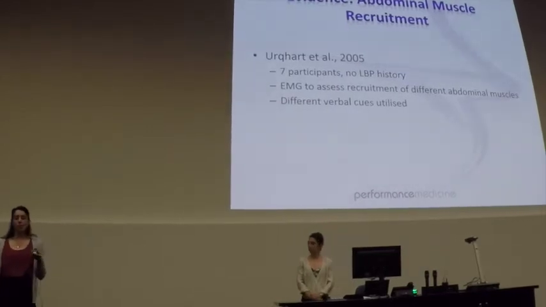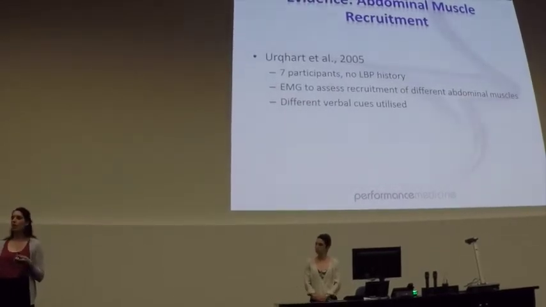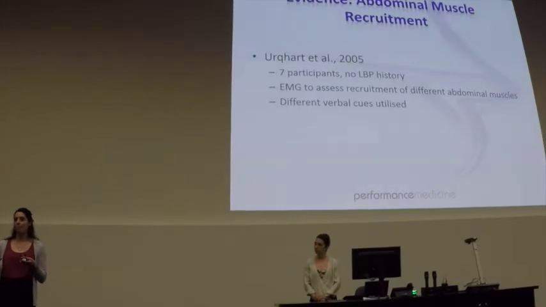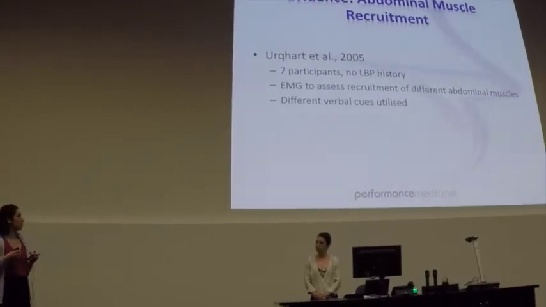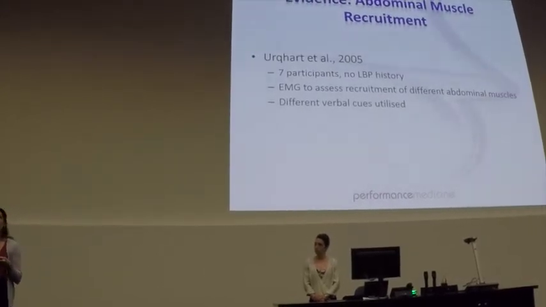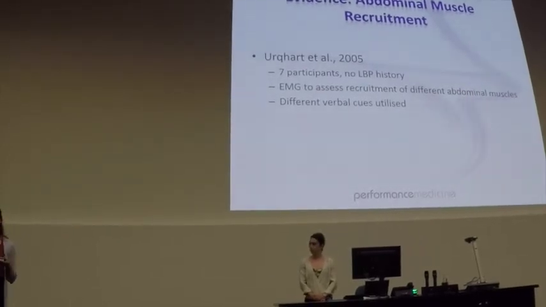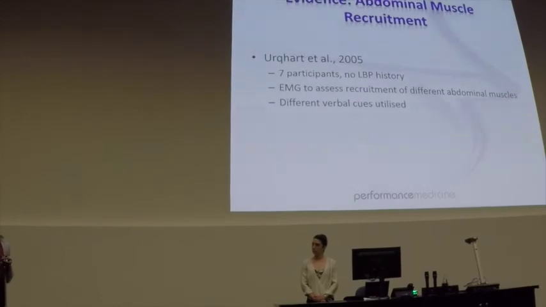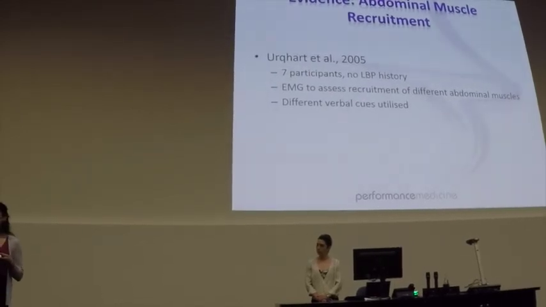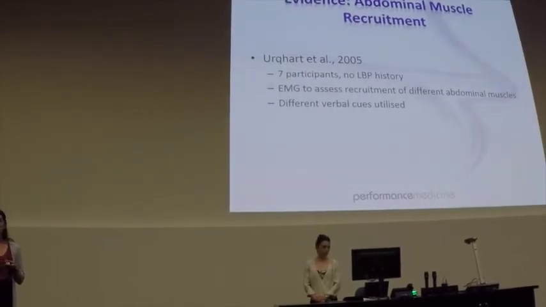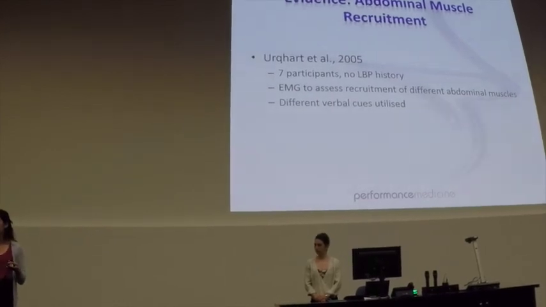They set the person up in a supine position or crook-lie position. So the person was lying on their back with their knees bent up and their feet on the ground. They put EMG needles into all the different abdominal muscles to assess the recruitment and how they functioned. And the cue they gave was a few different verbal cues instructing the person how they wanted to use their muscles.